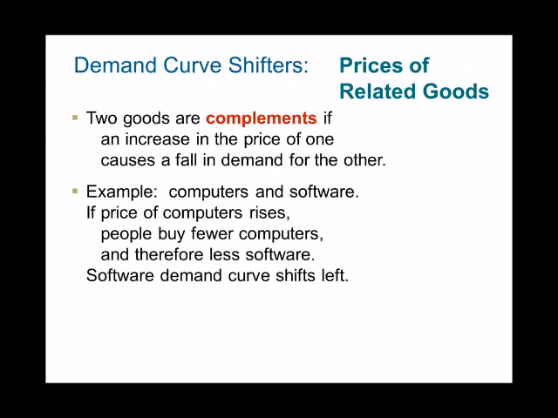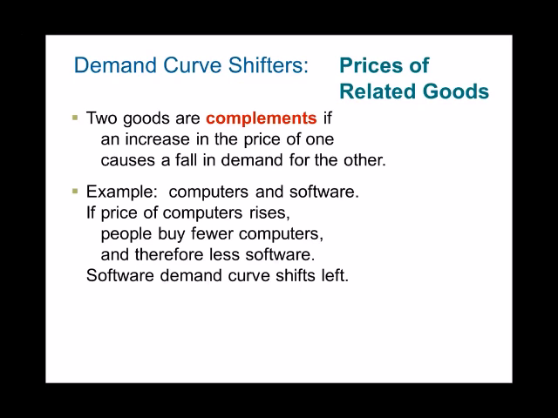Now, if the price of computers goes up, people may not buy as many computers, which means they don't need software. I'm not just going to buy Microsoft Office just because. If I buy a new computer, that's when I will buy a new version of Microsoft Office. So if the price of computers goes up, people buy fewer computers, and so there is less need for software, so demand for software will shift to the left.